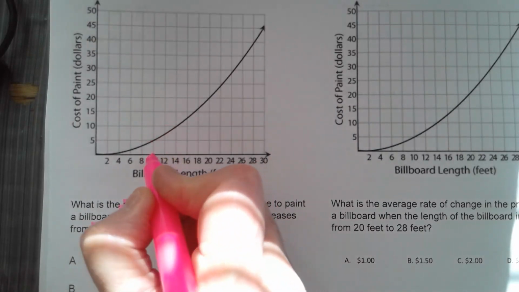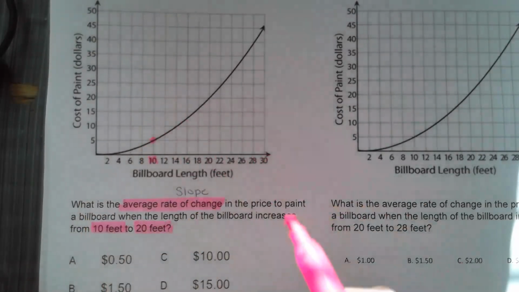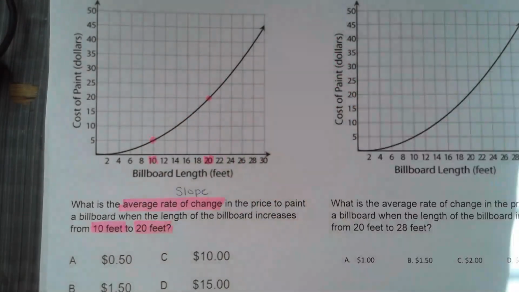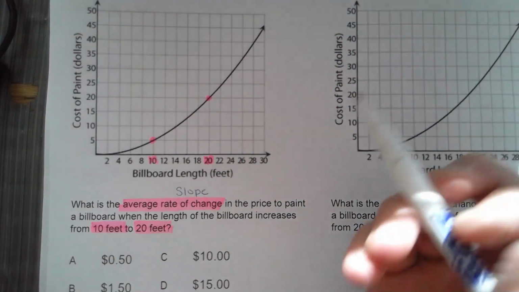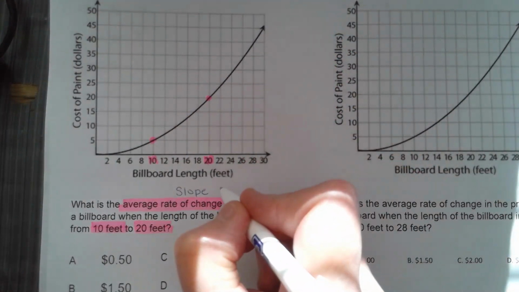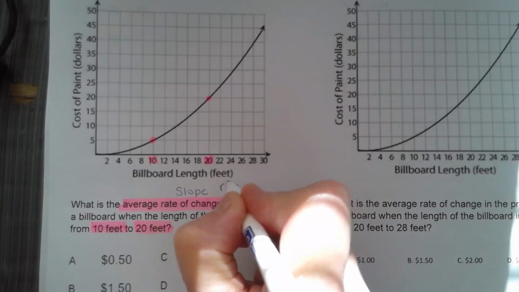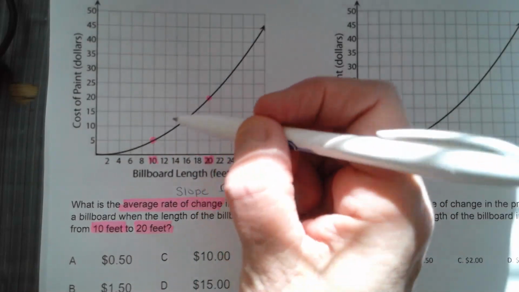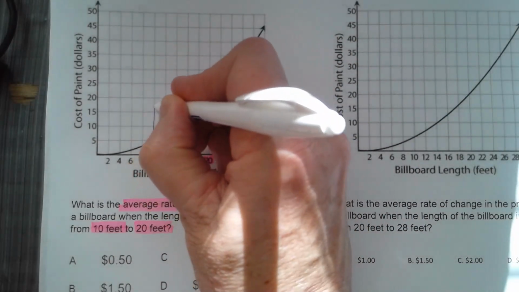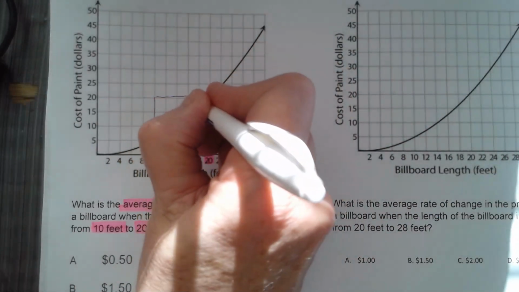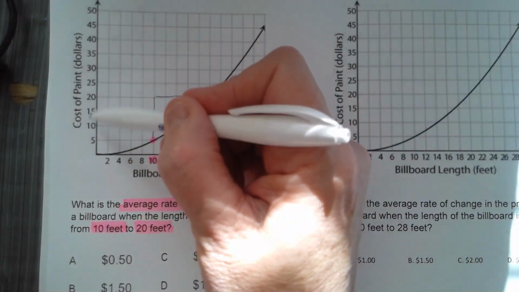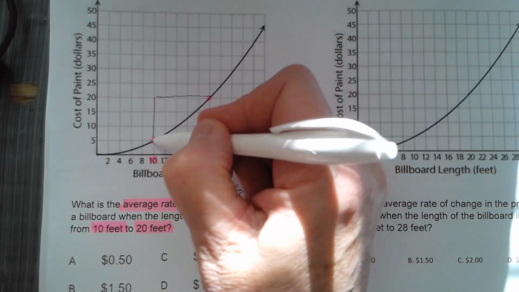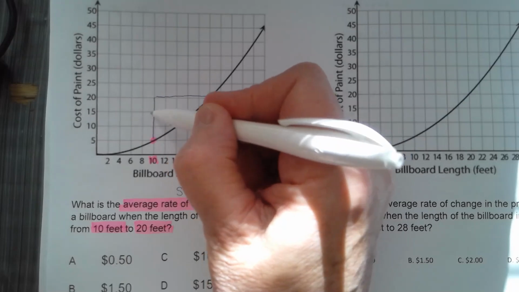So 10 feet is this ordered pair here, and 20 feet is this ordered pair here. And we know for slope, we can do rise over run, and we have to do it at these two particular x values. So I'm going to draw a right triangle for rise and run. And then I need to notice my scale. My scale goes up by 5. So when I count, I have to count up by 5. So the rise is 5, 10, 15.